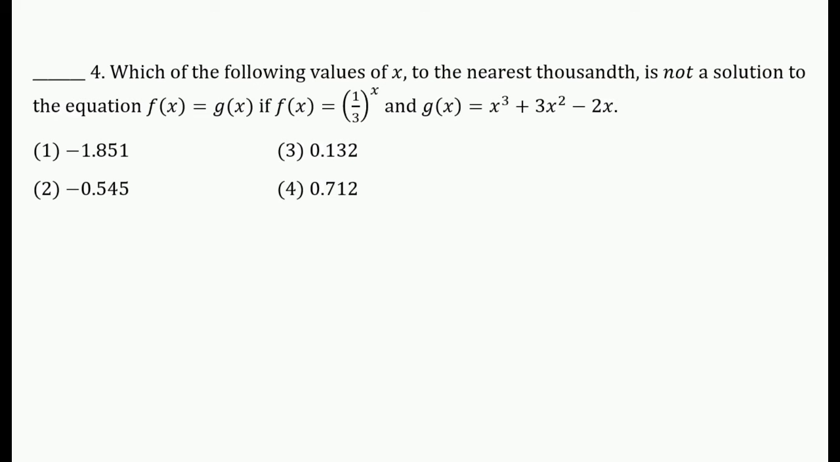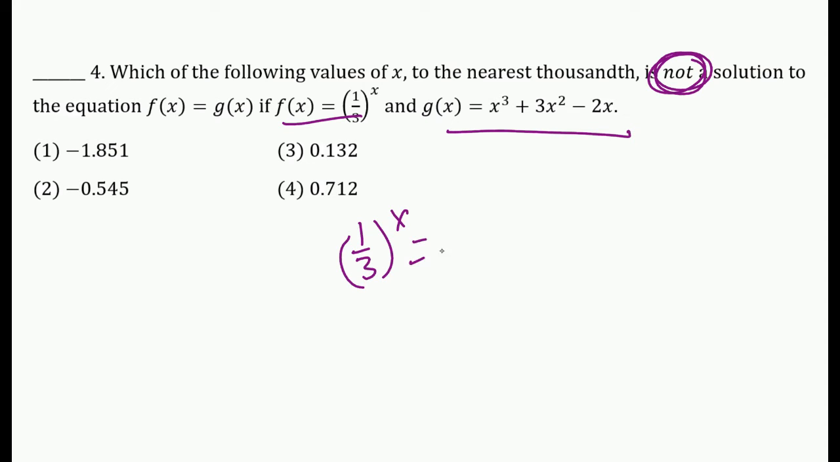Number 4, which of the following values of x to the nearest thousandth is not a solution to the equation f of x equals g of x? So which of these is not a solution? Where that's f and that's g. So I want to know, when does 1/3 to the x equal x cubed plus 3x squared minus 2x? Because that's f of x equals g of x. Well, this is a bizarre equation. An exponential equals a polynomial.